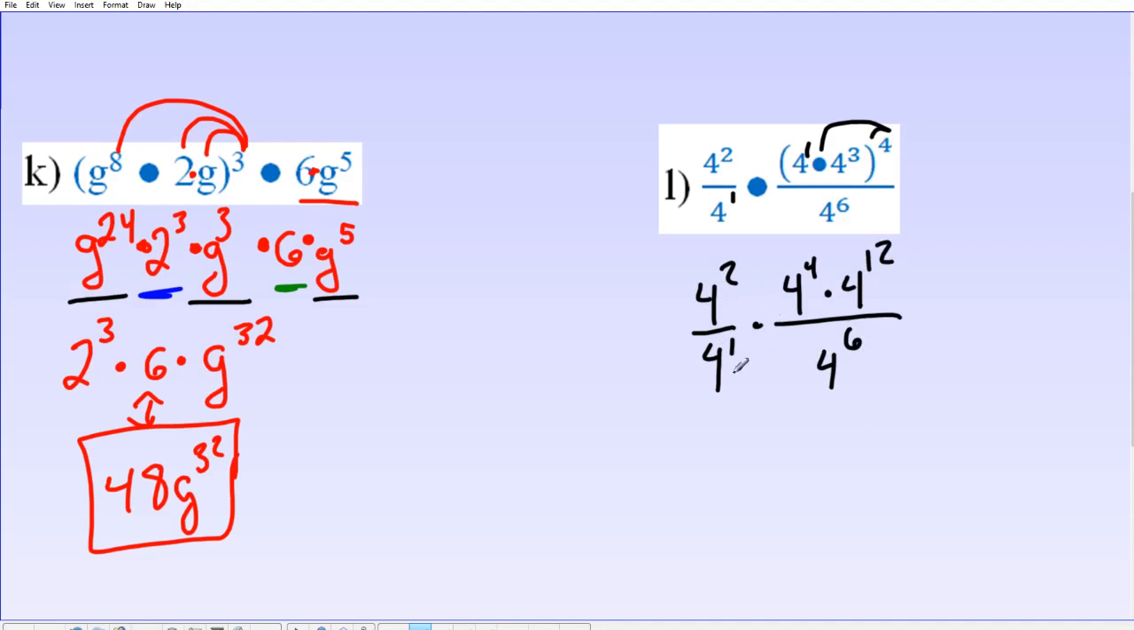See, everything has a base of 4, which means in the end, I'm only going to have something like 4 to some power. That's going to be my final answer. Now, I can combine this up top. That should give me 4 to the 16th power. 4 plus 12 is 16.